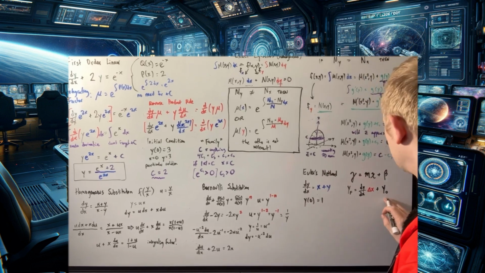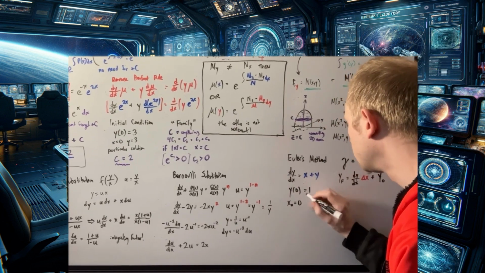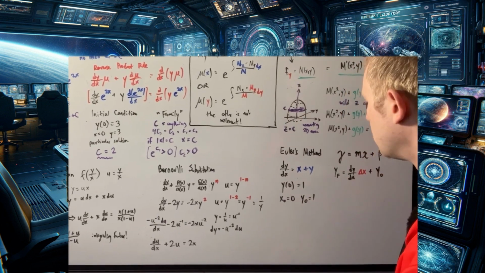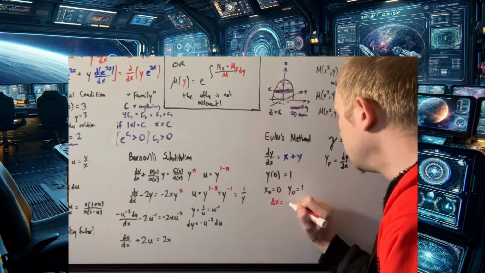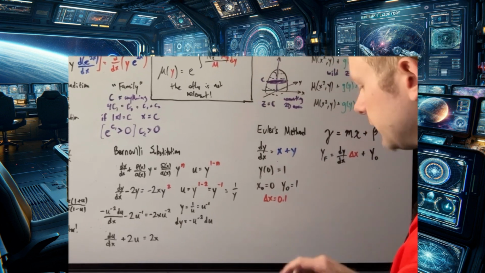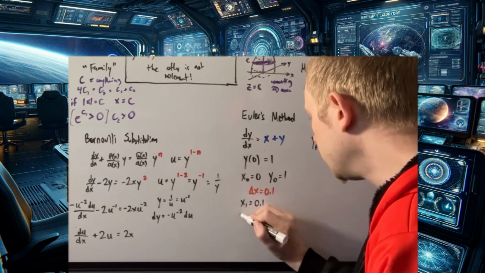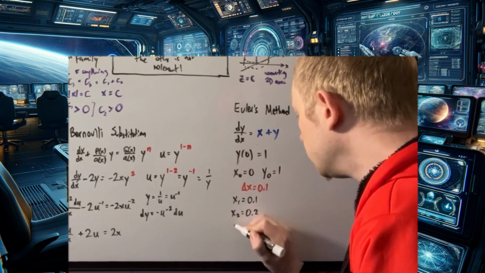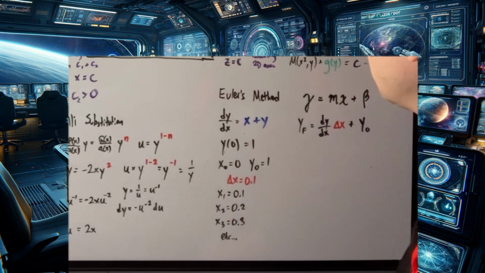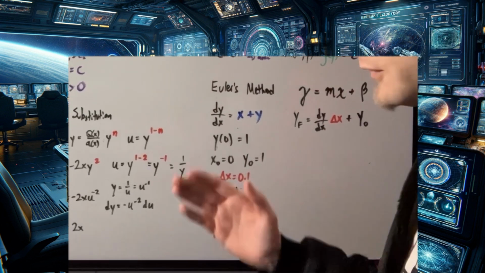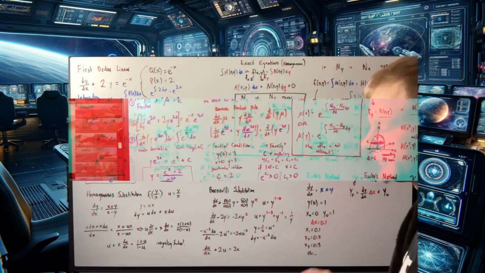Well, we know the initial y is given to us, so we have x initial is going to be equal to 0, and the y initial is just going to be equal to 1. And then we want this delta x, but we're just going to call delta x equal to 0.1. So then from there, we know all the x's. We're going to go x1 equals 0.1, x2 equals 0.2, x3 equals 0.3, and this will just continue. Of course, we could change this delta x value, but the smaller it is, the more accurate our coordinates are going to be. Now let's rewrite this equation.